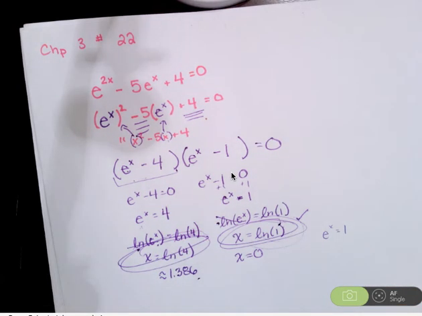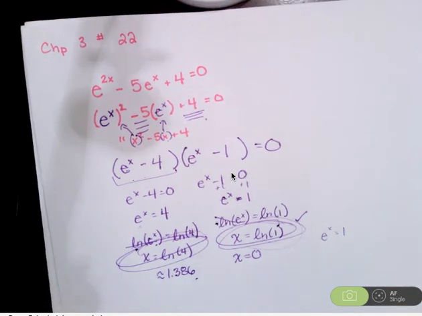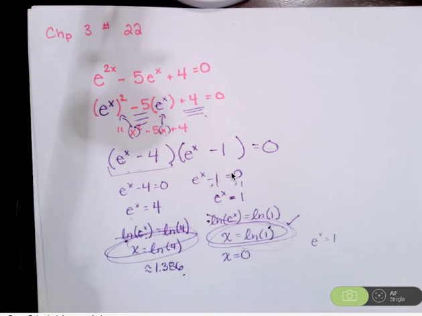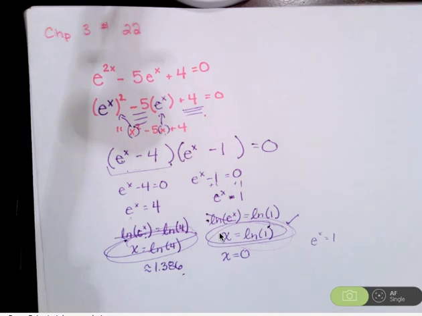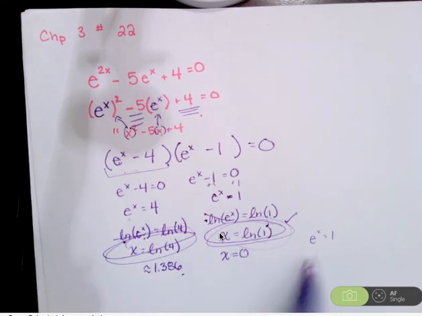So, that is how you do number 22. It's just a quadratic in disguise. So you'd solve it just like you would any old quadratic and then take it one step further by taking the natural log of both sides.